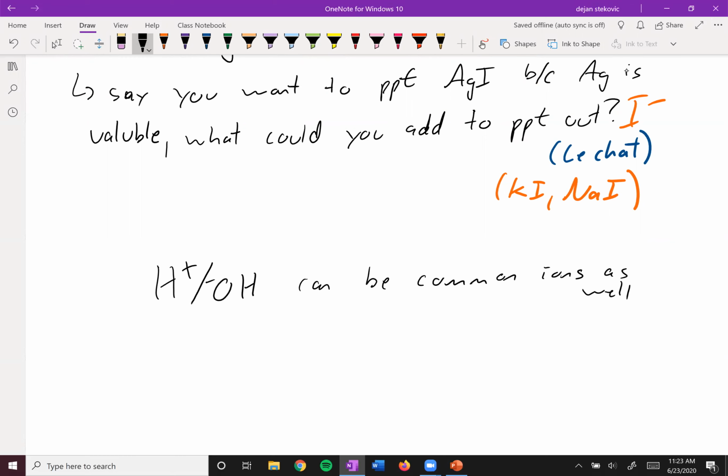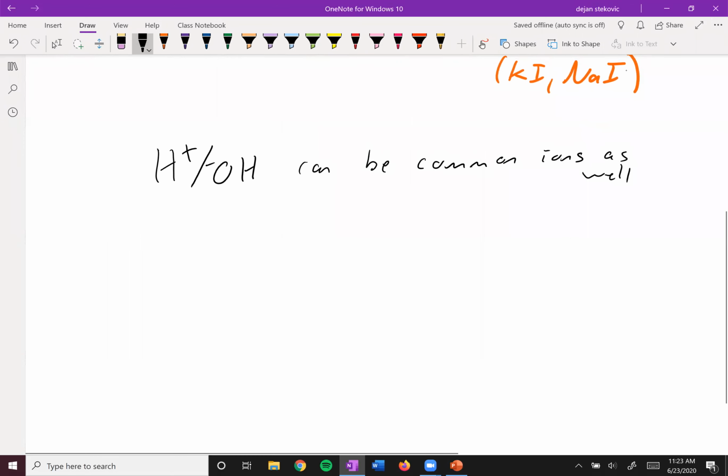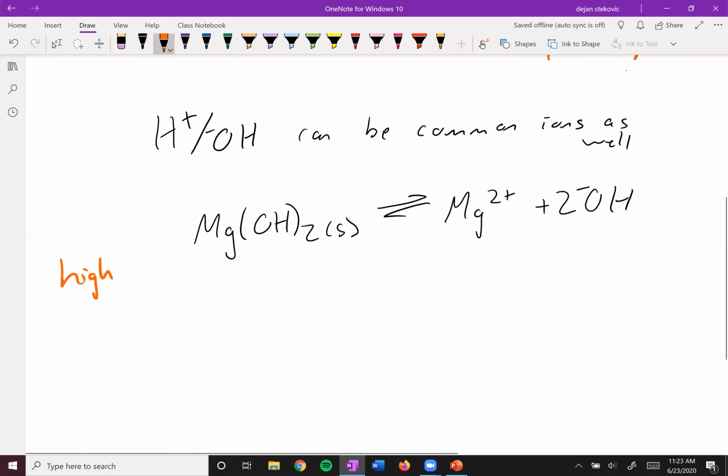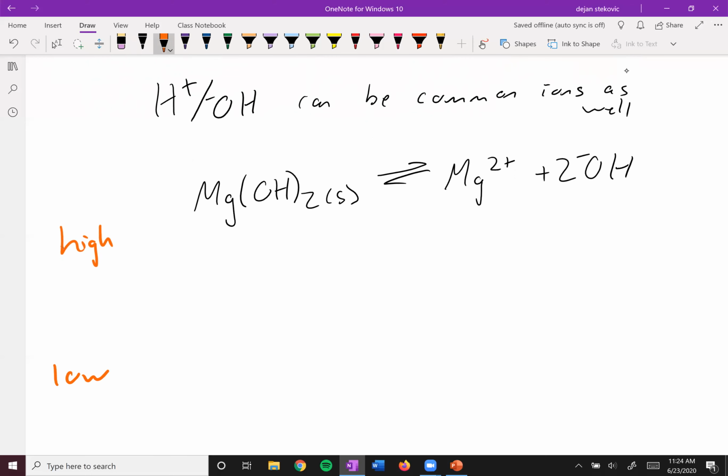And we have to keep an eye out for coupled reactions, things that might not necessarily directly affect the things, but might sideways affect one of the concentrations. So in this case, magnesium hydroxide dissolving into magnesium 2 plus and 2 hydroxides. If we have a high pH and then a low pH, go ahead and tell me which way that is going to shift the equation.